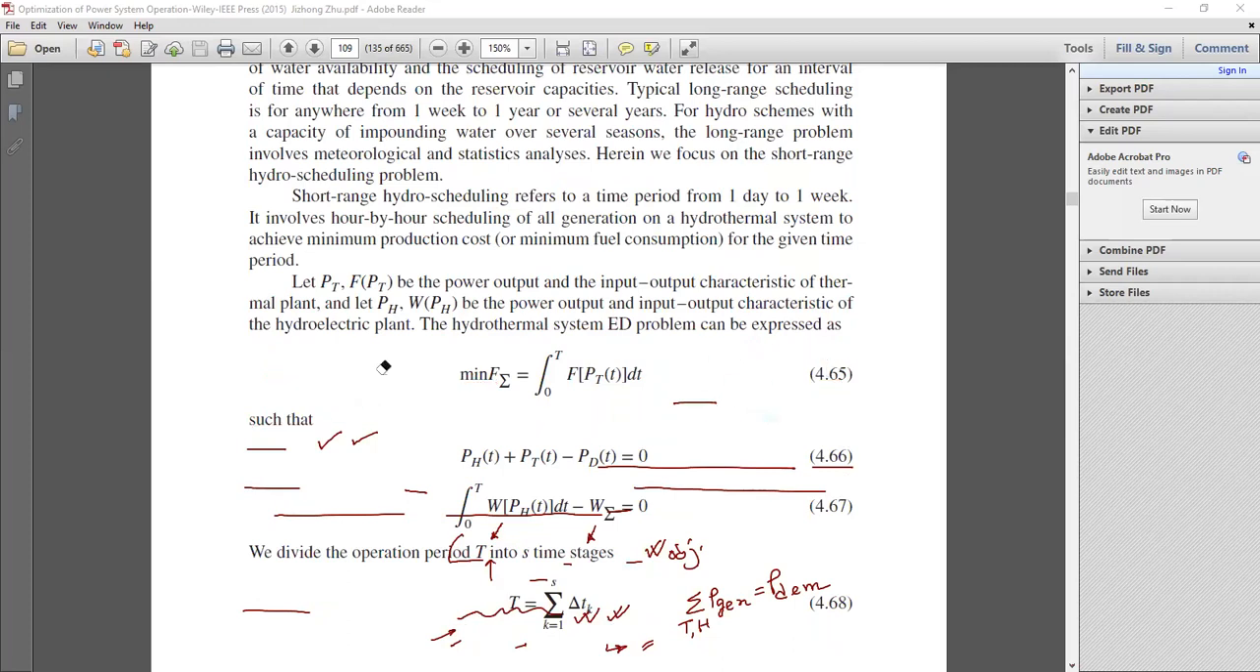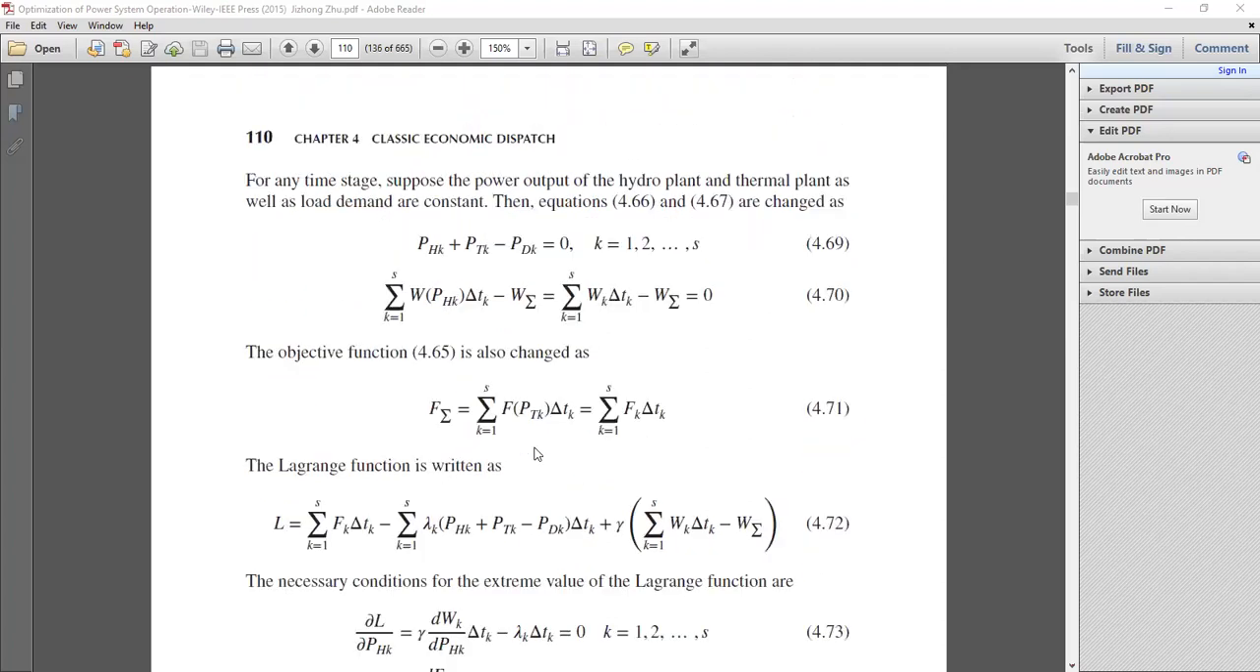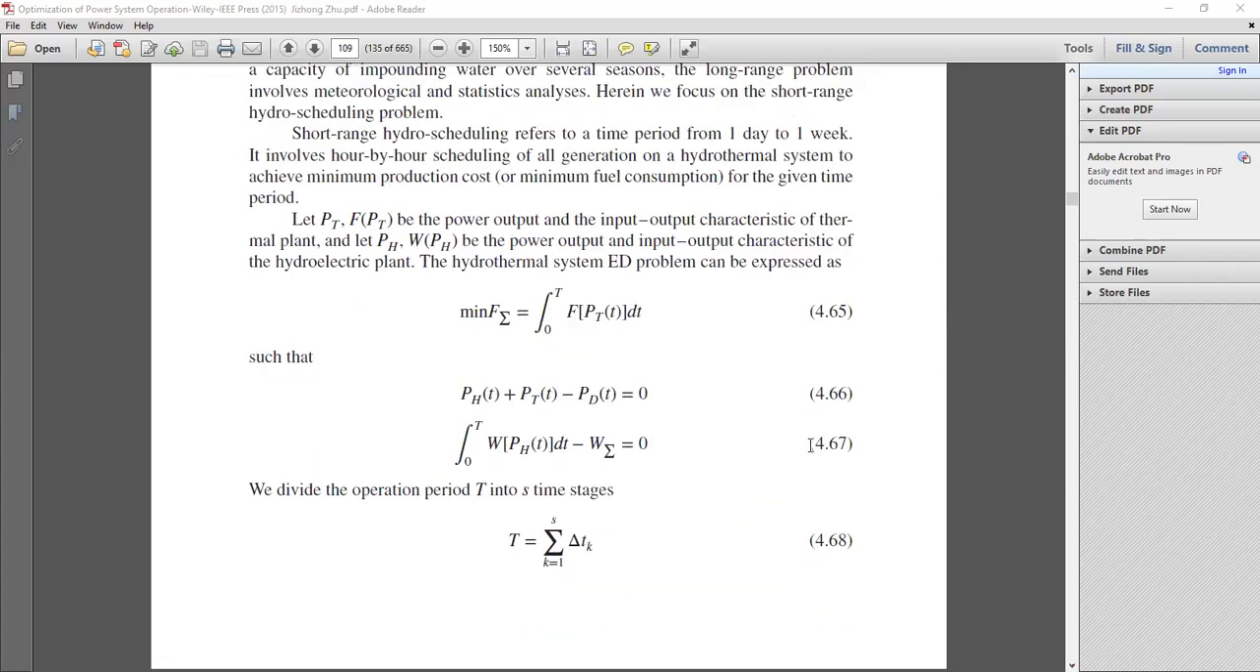Okay. So next, this is the equality constraint, of course. Next, we have some other constraints. The next constraints are associated with the hydro unit. In the hydro unit, you have equation 4.67, the total water available, W sum. This is the water available throughout your duration under consideration. So let's say your duration is 1 day. So W sum will give you the amount of water available during this time.